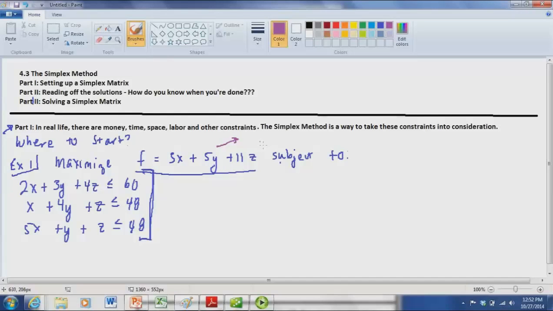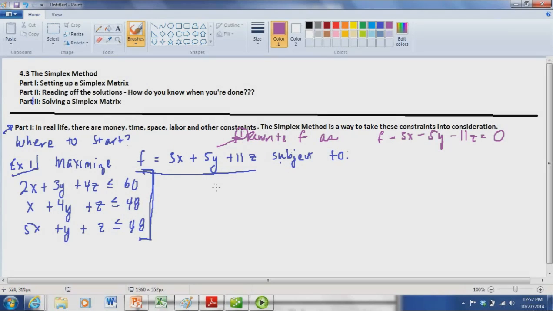You want to rewrite f as f minus 3x minus 5y minus 11z is equal to 0. Okay, so we want to do that first. So that's our first step.